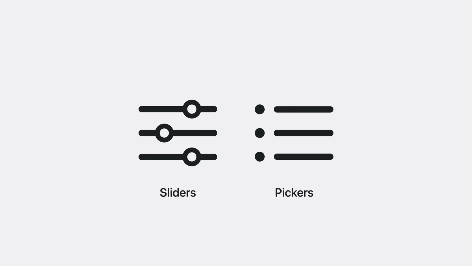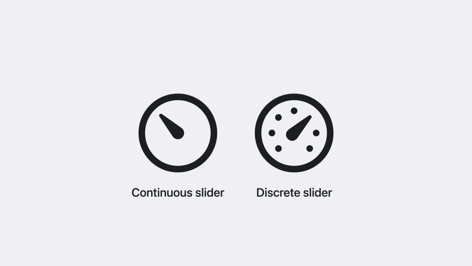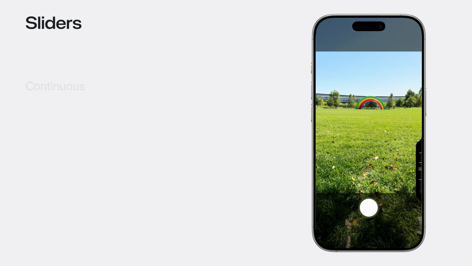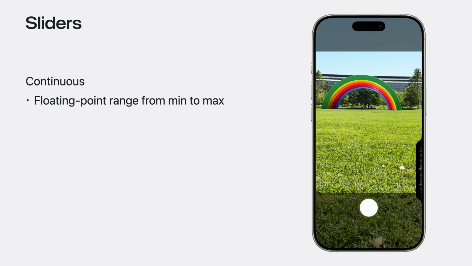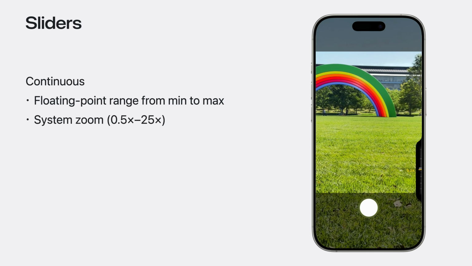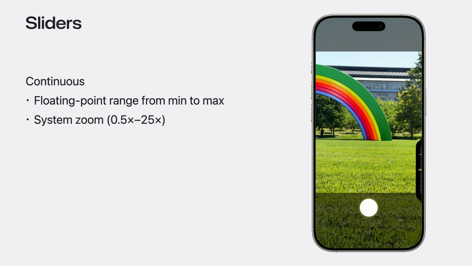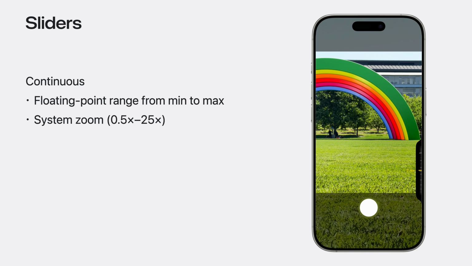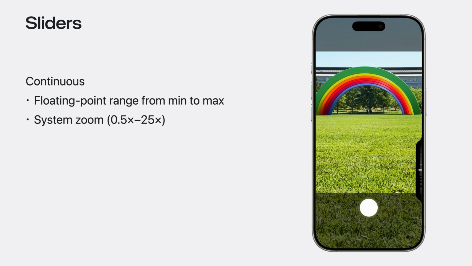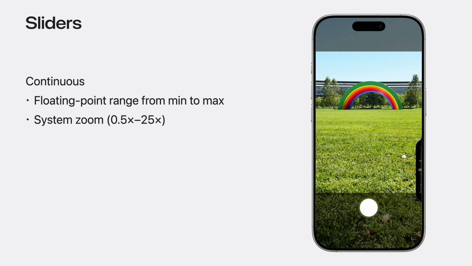At the highest level, there are two kinds of controls: sliders for numeric values, and pickers for items in a list. Sliders, in turn, come in two flavors: continuous and discrete. Continuous sliders can select any numeric value within a specified range. For example, iOS comes out of the box with a continuous zoom slider. It supports the entire gamut of zoom factors between the recommended minimum and maximum for the device it operates.